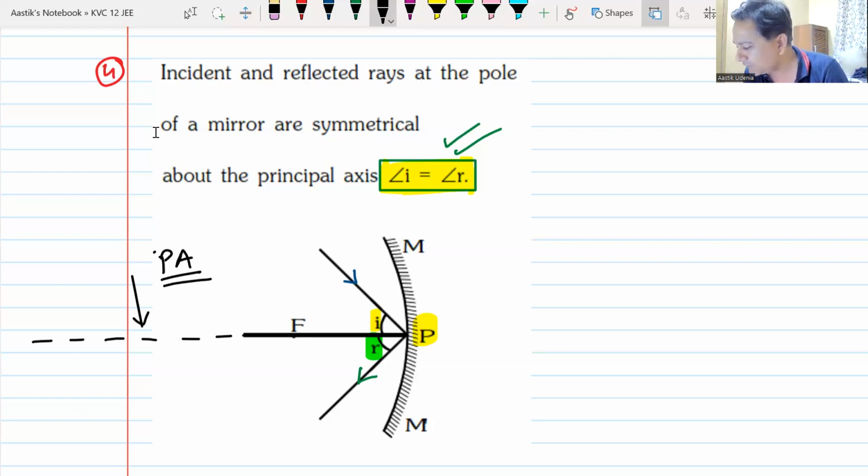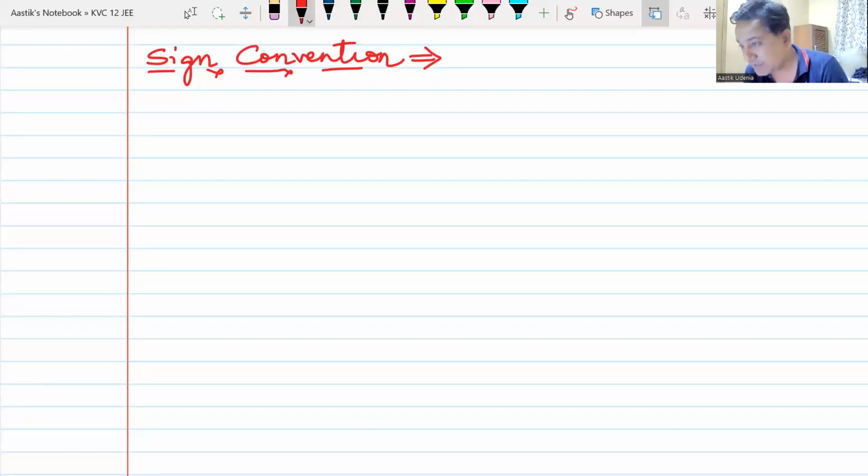Shall I move ahead? Yes, sir. The next thing and the most important concept of this chapter is the sign convention. Have you heard about the sign convention previously? Do you know about the sign convention, beta? Sign convention for mirrors or lenses or spherical surfaces or refracting surfaces.